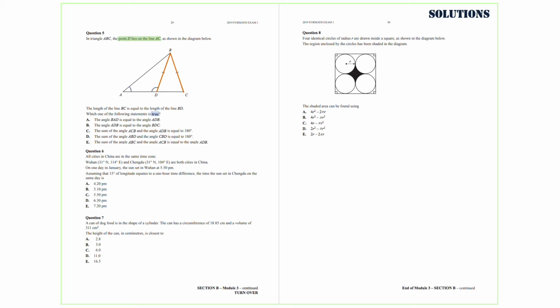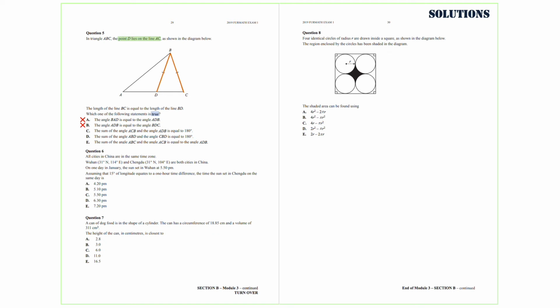Option A, it is quite obvious that angle BAD is not equal to angle ADB, so we can cross out option A. In option B, again, it is quite obvious that angle ADB is not equal to angle BDC, so we can cross out this option as well.